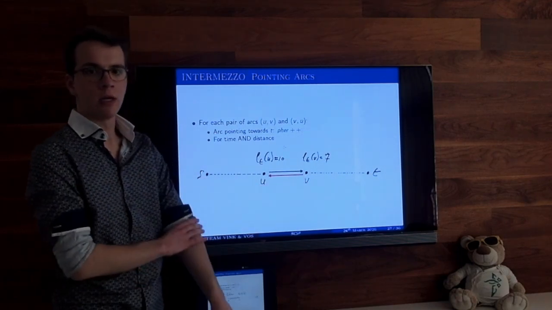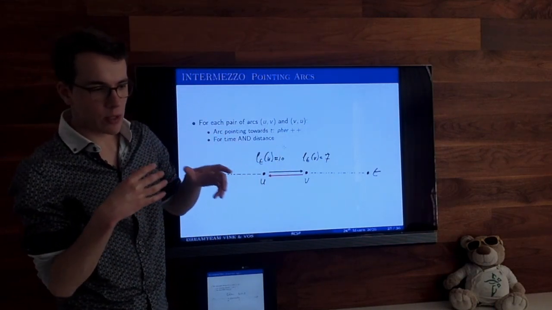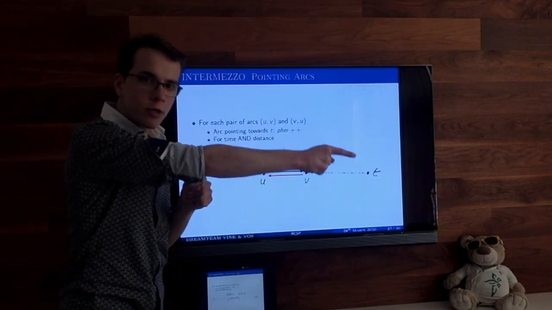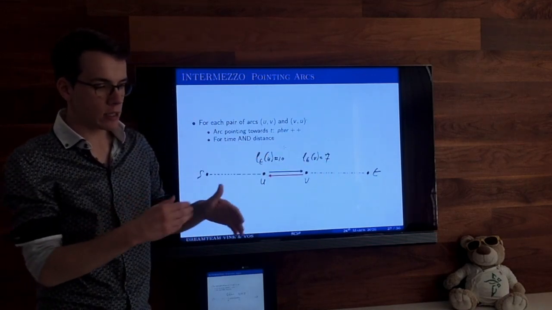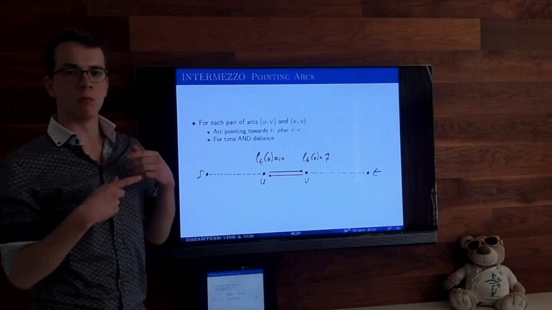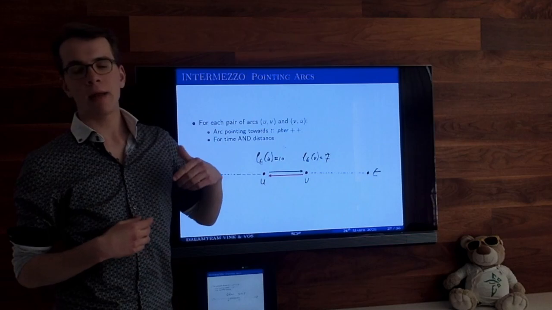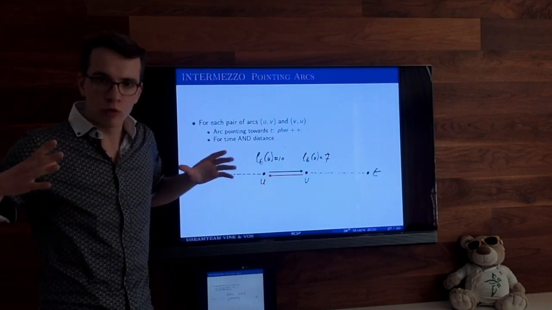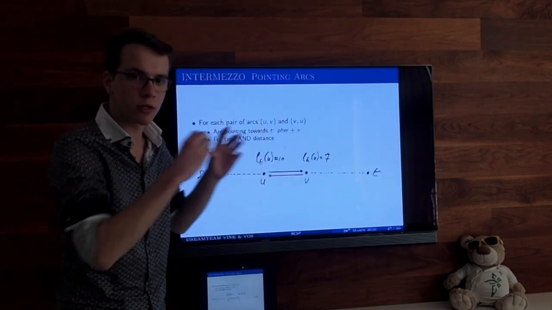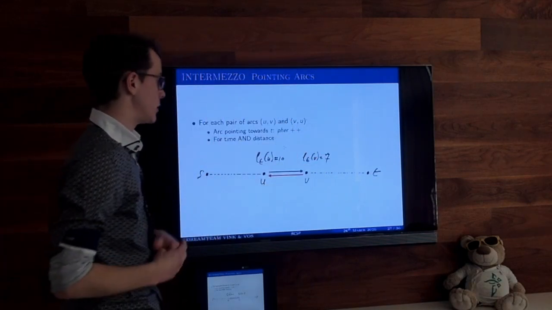V to U. Now, if we look at one such pair, we can say that one of them points towards T in the network, and the other one points away from T. And what we're going to do is put more pheromones on the ones pointing towards T, because we want to guide the ants towards T, so it makes sense to put more pheromones on the arcs that are pointing towards T.